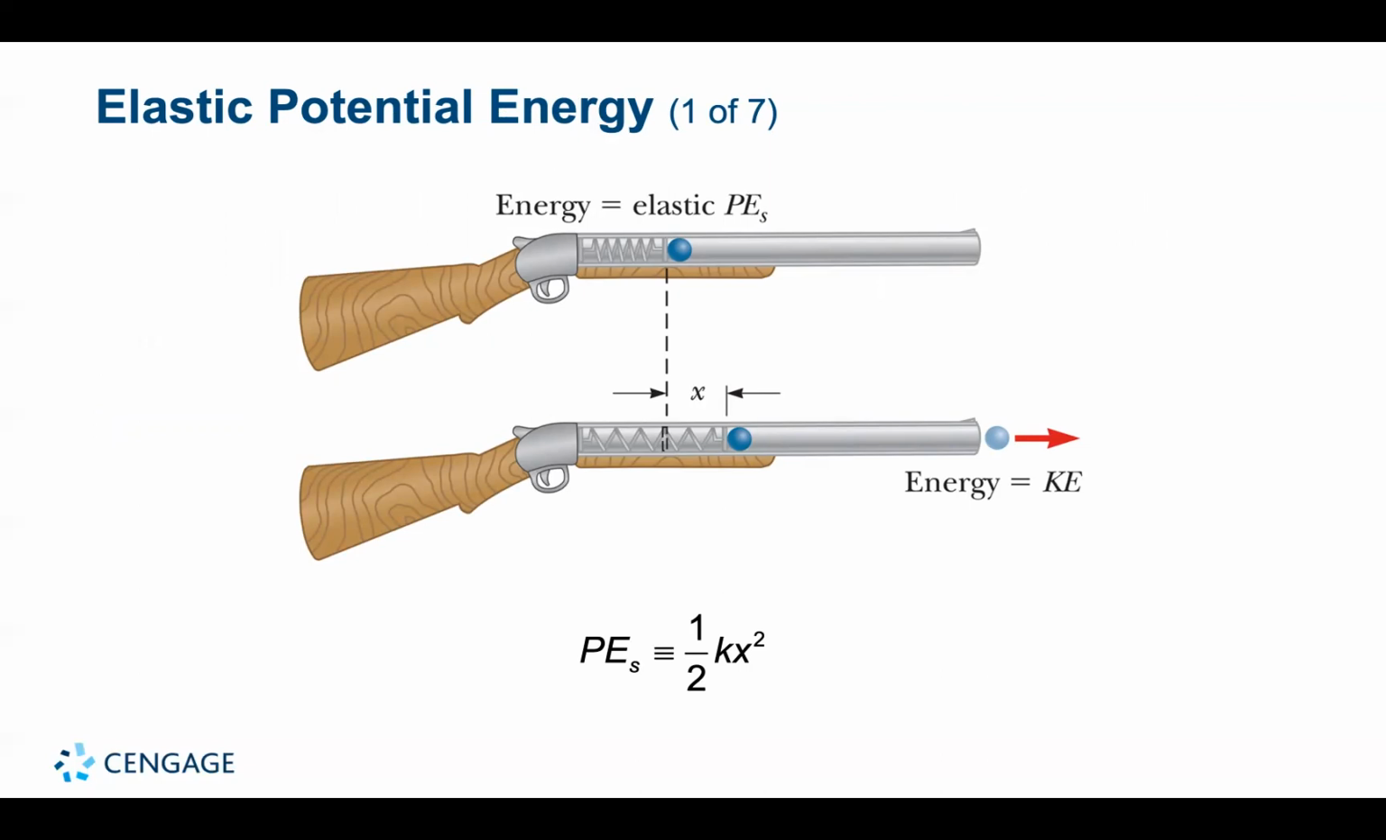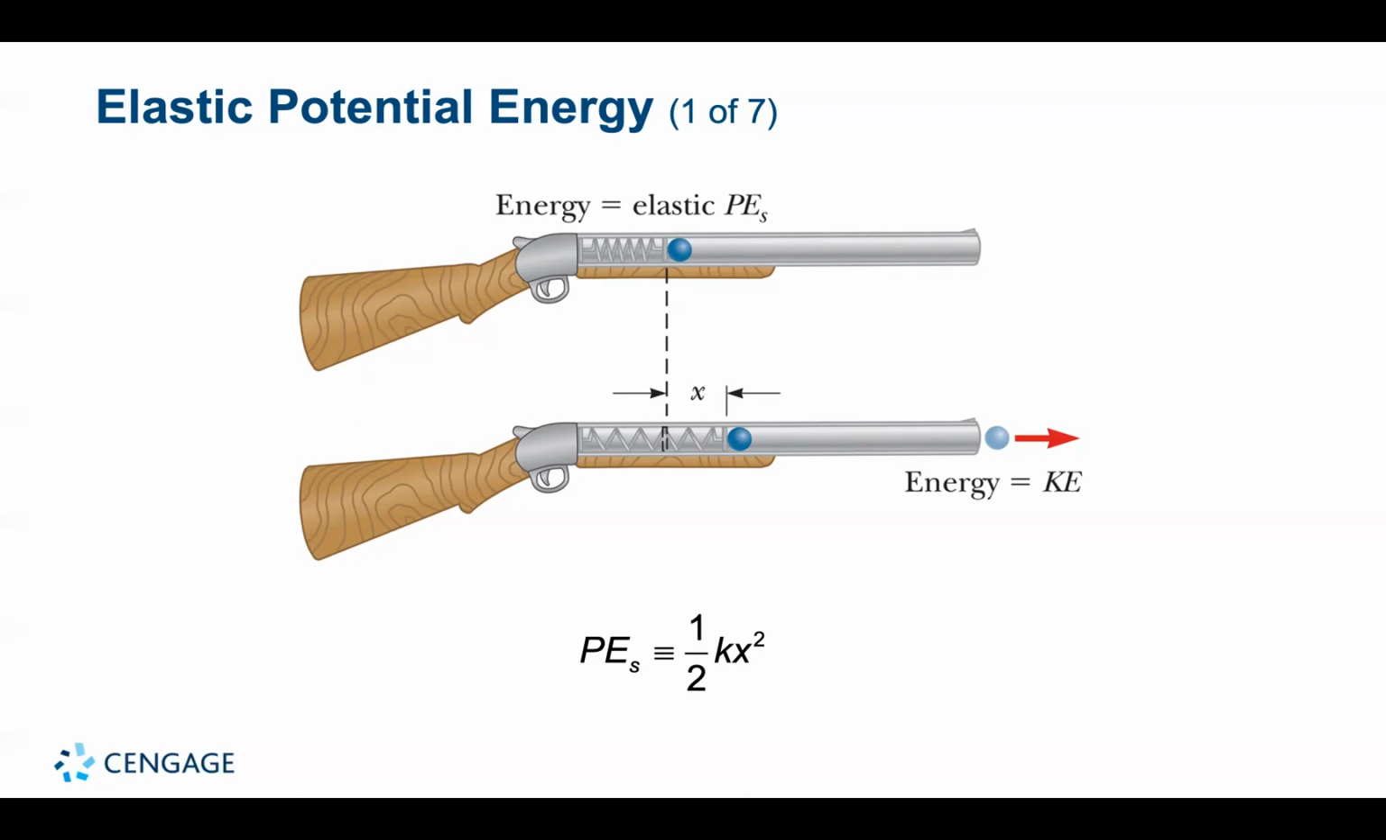So a ball projected from a spring-loaded gun is what we have in this figure. The elastic potential energy stored in the spring is transferred into the kinetic energy of the ball. As you may know, the energy stored in a stretched or compressed spring or some other elastic material is called the elastic potential energy, PE sub S.